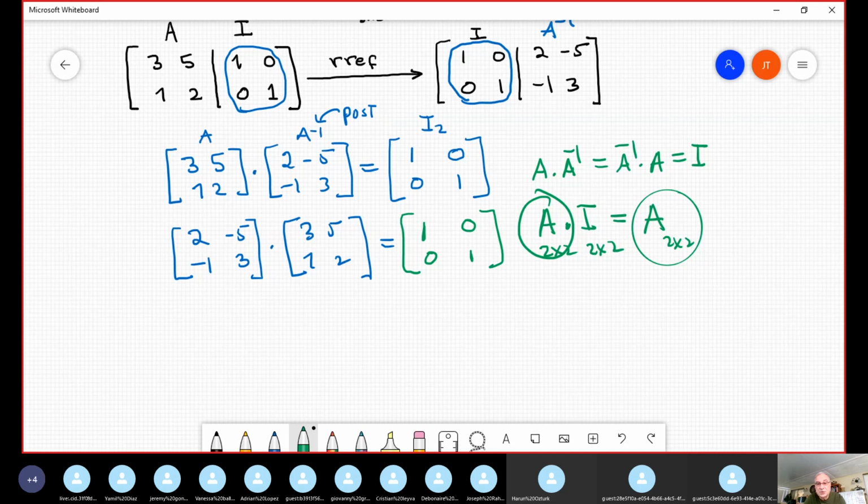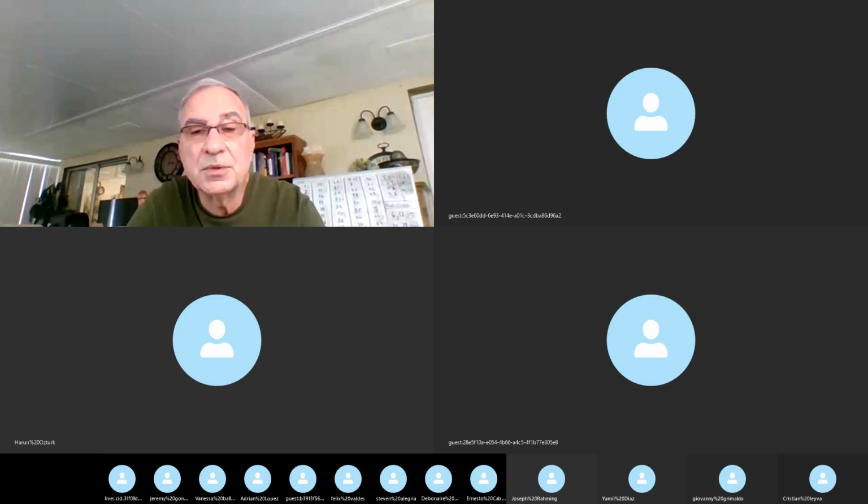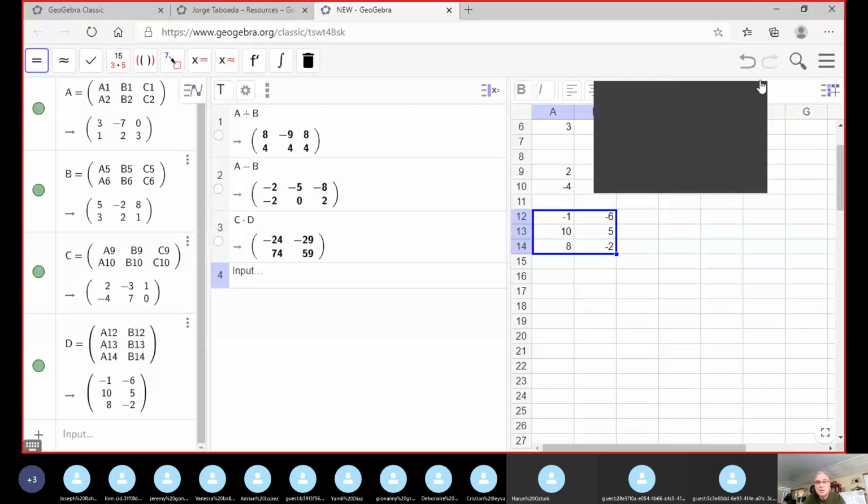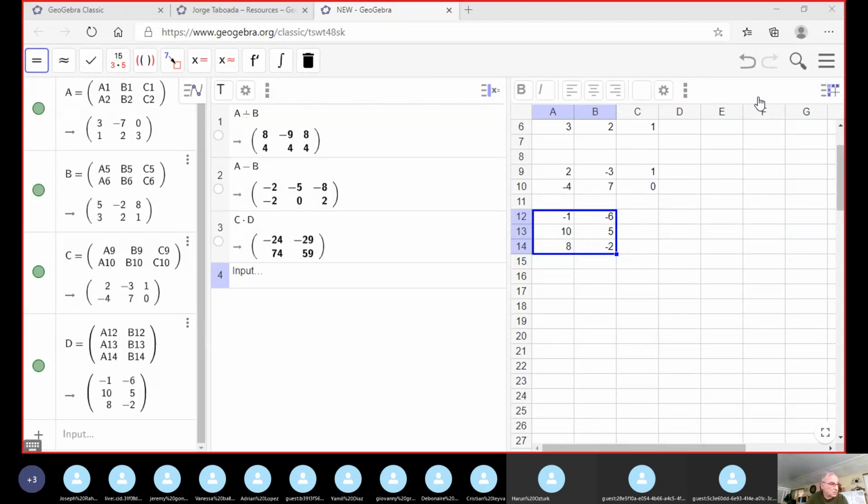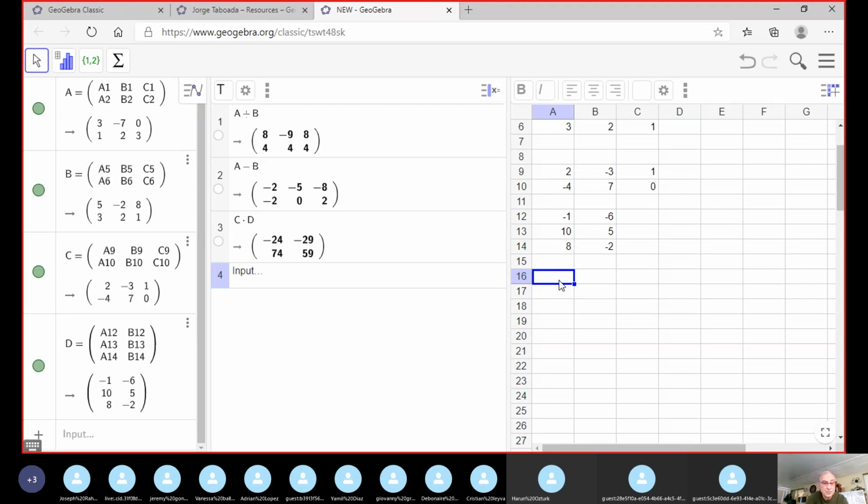Okay, let me switch into GeoGebra. Switch it to GeoGebra. I got it. Switch the window. Okay, wait, GeoGebra, where is this? So I copy the original matrix, 3. This is the original.